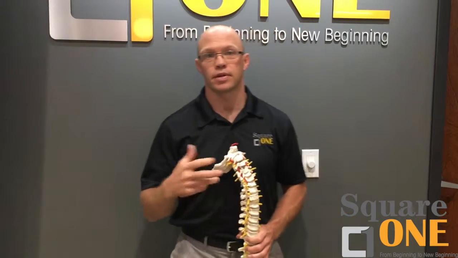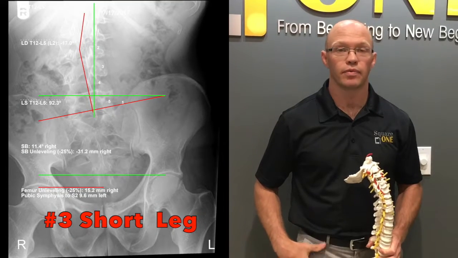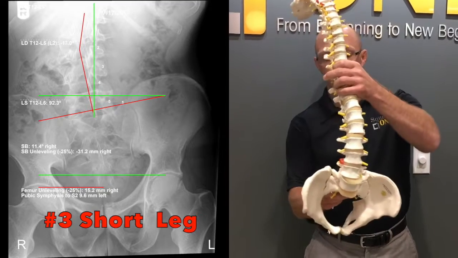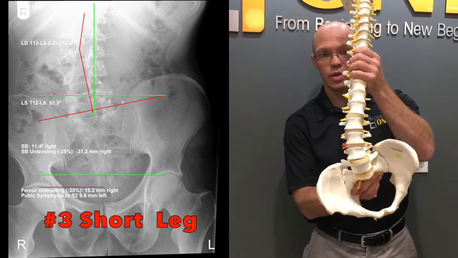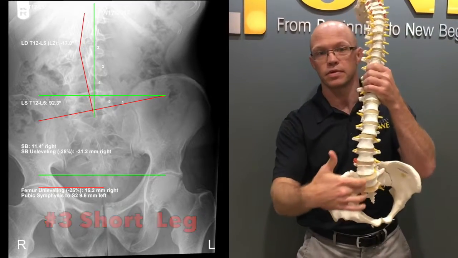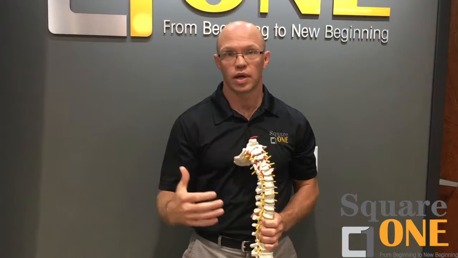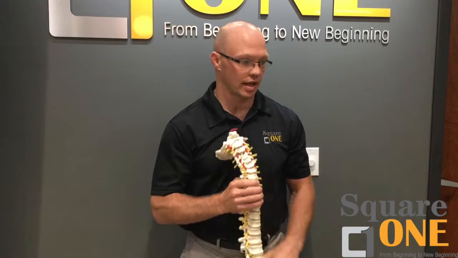The third most common cause is actually having an anatomical short leg. If you have one leg that's shorter than the other, what that does is it actually causes your pelvis to tilt. And when you have a tilt, it creates uneven forces or stresses on the lower spine, which can cause things to wear out unevenly, cause things like disc bulges, herniations, things like that.